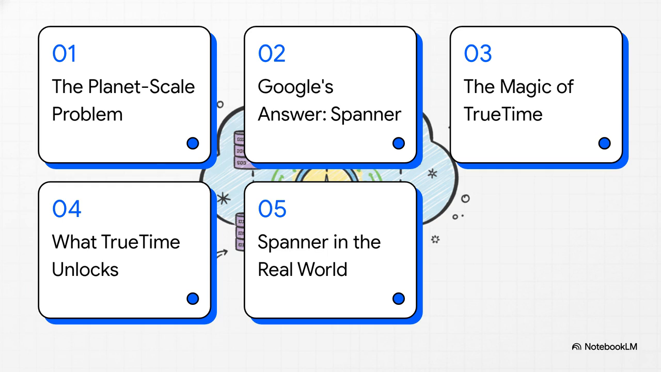We'll start with the huge data problem they were up against. Then we'll introduce their radical solution, Spanner. We'll uncover its secret ingredient, this thing called TrueTime, see the incredible features that it unlocks, and finally, we'll look at how it powers one of the biggest businesses on the planet.